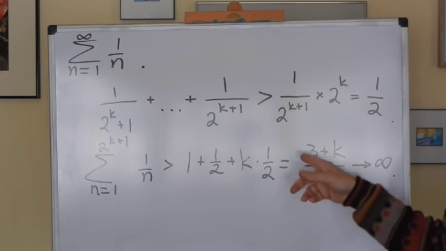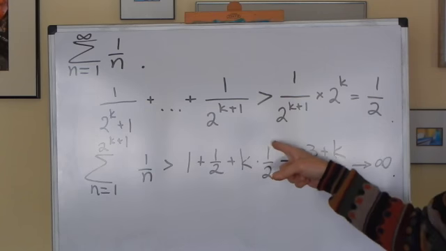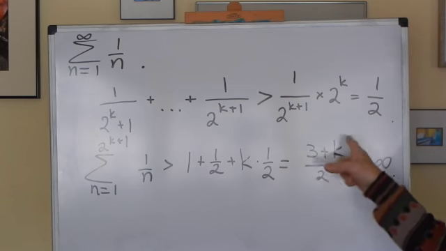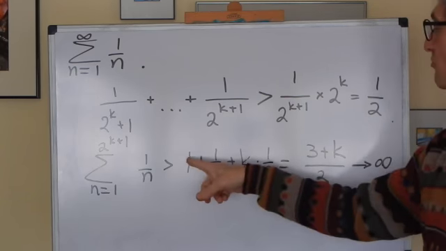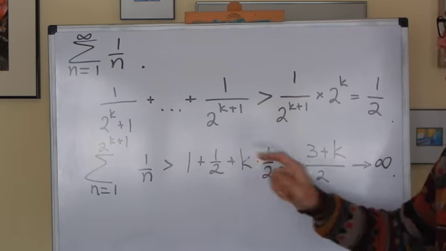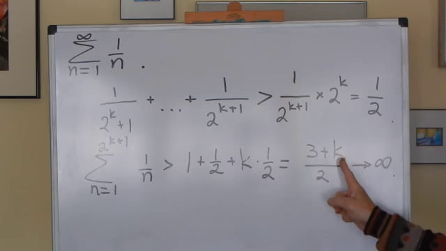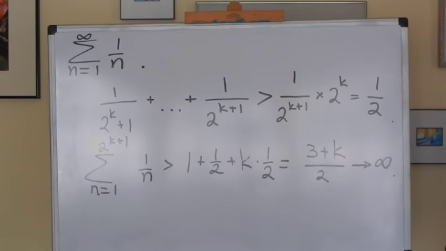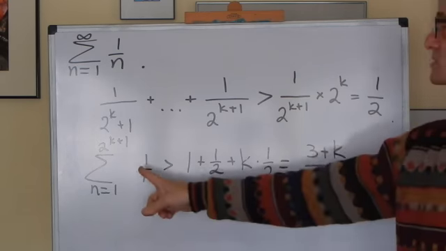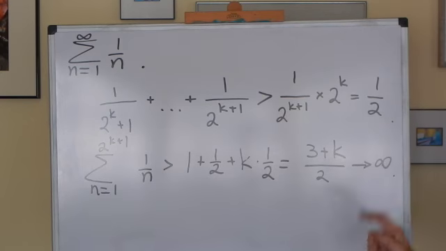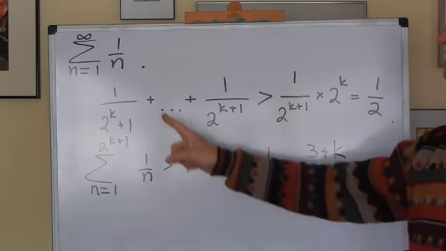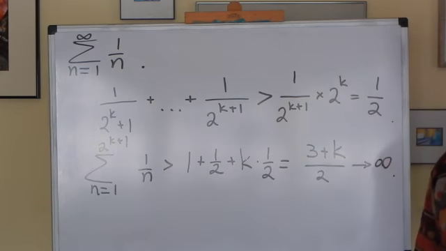And so we have more than k over 2 plus 2 over 2 plus 1 over 2, that is, 3 plus k over 2. Clearly, as k goes to infinity, this goes to infinity. And so the partial sums are going to infinity, which means that this sum is not bounded, it diverges.